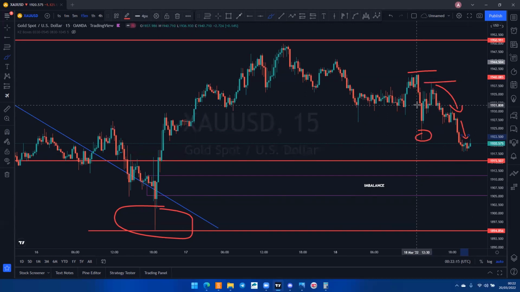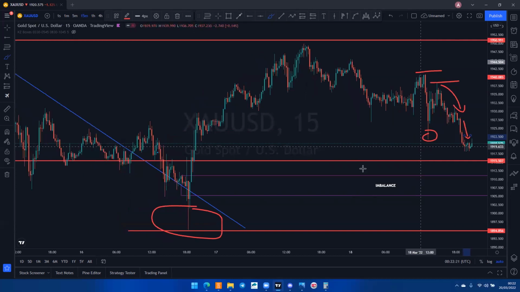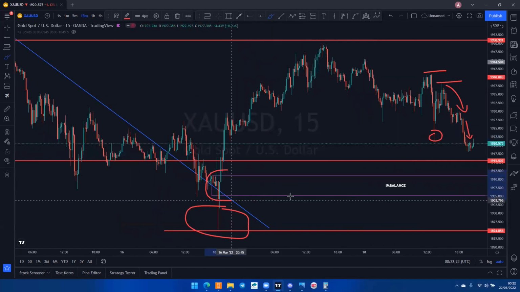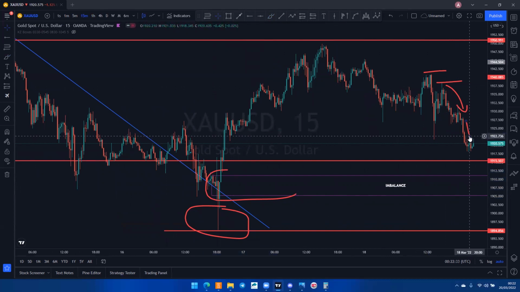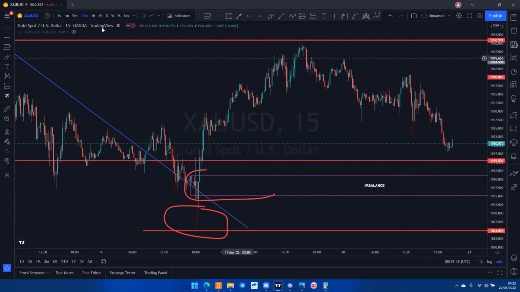You wouldn't expect some sort of big move to occur if there's no news events, unless a significant area was touched. For me, a significant area would be around about 1910 to 1905, just because we've got some imbalance around this area and it matches with my strategy and my buy zone. So that's why I'm still waiting, still trying to get in as low as possible.